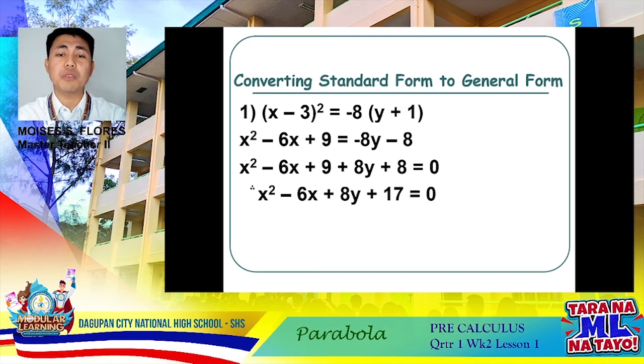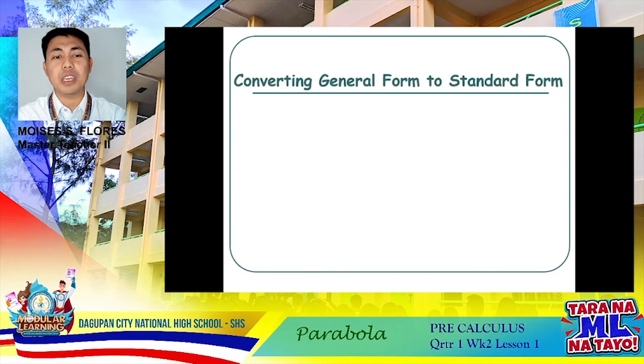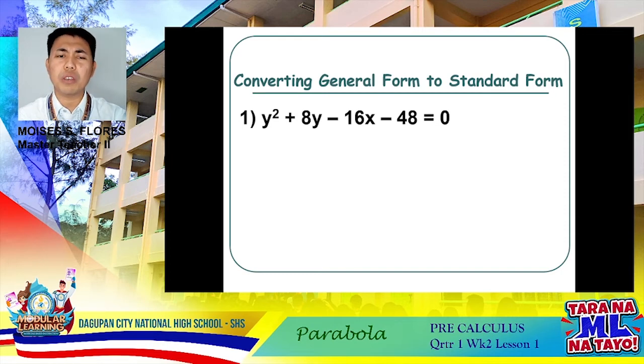Now let's proceed, this time from general form to standard form, with this example: y squared plus 8y minus 16x minus 48 equals 0. So how do we convert general form to standard form?